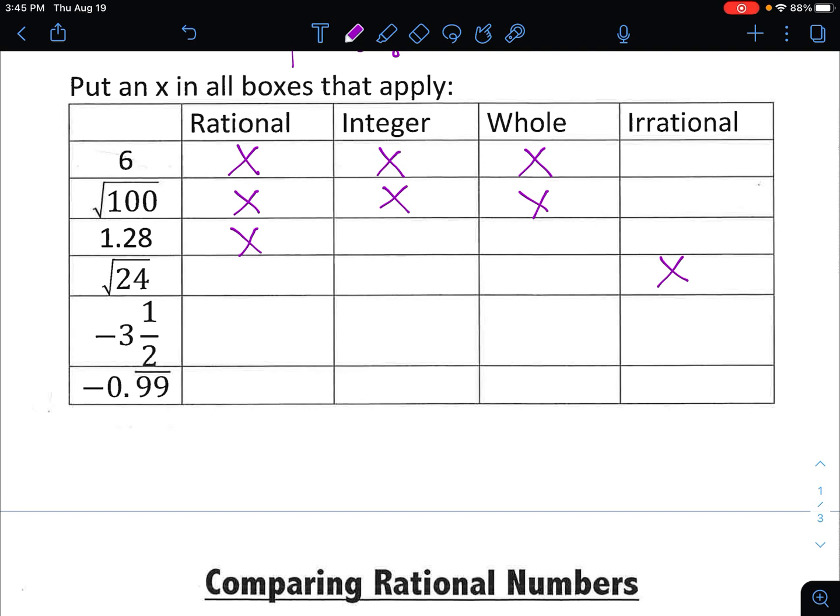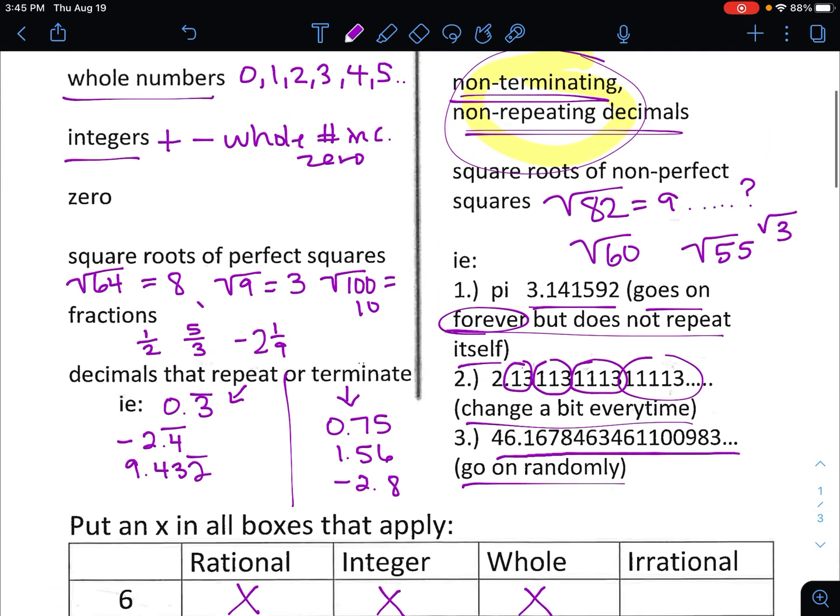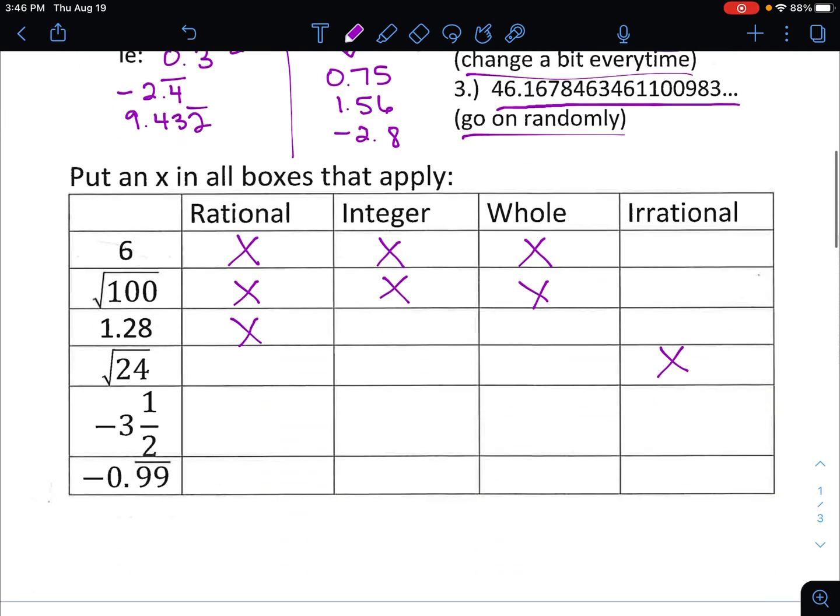Negative 3 1/2. Well, that looks so weird, but it's rational. It is a fraction, and that can be negative. It's just rational. It's not an integer because it's not a whole number. It's not a whole number because it's not a whole number. So it's just a rational number.